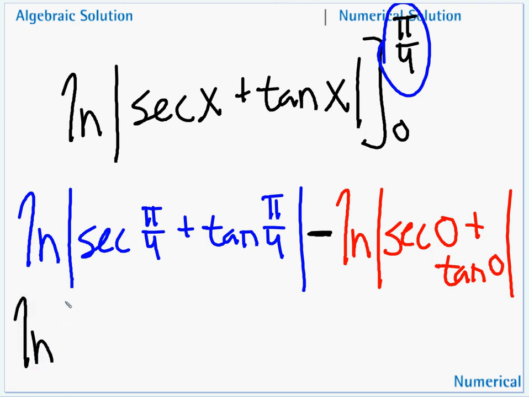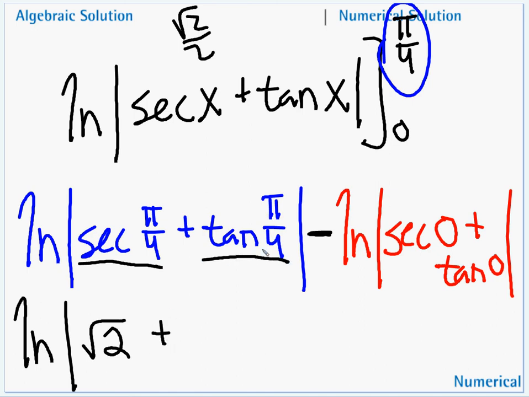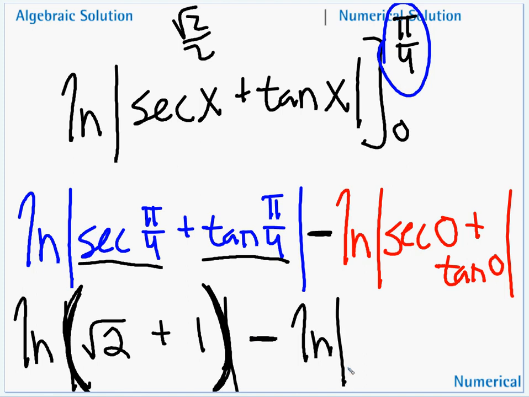So let's see. Natural log of secant at pi over 4, which is the reciprocal of cos at pi over 4. At pi over 4, cos is root 2 over 2. And if we flip that over, 2 over root 2, and we rationalize, it turns into root 2. Plus the tan at pi over 4, well, that's just 1. And I guess at this point, we could drop the bars if we wanted to, because the root of 2 and the 1 are both positive. They will stay positive. Minus natural log of the secant at 0, which is the flip of cos at 0. The cos at 0 is 1, and the reciprocal of 1 is 1. Plus, the tangent at 0 is just 0.